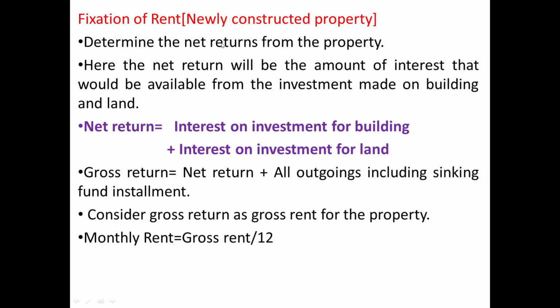So if we are constructing a property and it is to be given on rental basis, then we work out the net return, which will be equal to interest on the investment in the building, and then interest on the investment in the land. That net interest amount is considered as the net return, that at least we expect that return shall be available from that, otherwise there is no purpose in doing all this business. Then we can work out the gross return, all outgoings and expenses are added, we get the gross amount, that is the gross income, gross rent, and then we can work out the standard monthly rent.